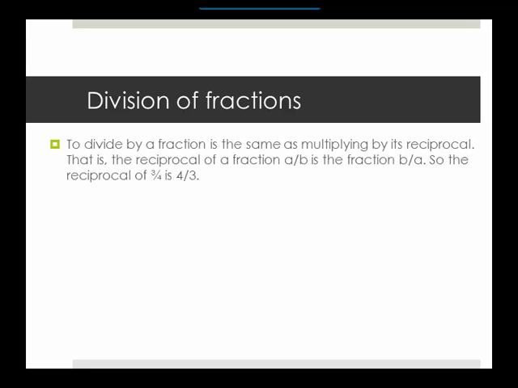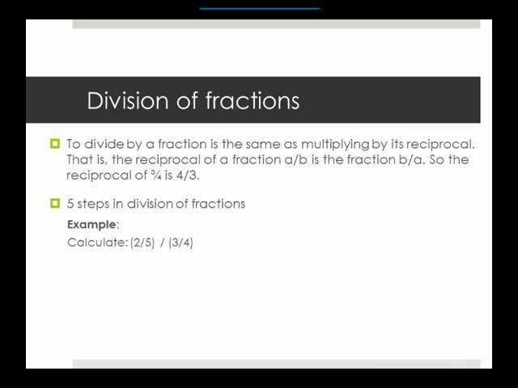Division of fractions is similar to multiplication, but with one added step. To divide by a fraction is the same as multiplying by its reciprocal. That is, the reciprocal of the fraction a over b is the fraction of b over a. So the reciprocal of 3 over 4 is 4 over 3.